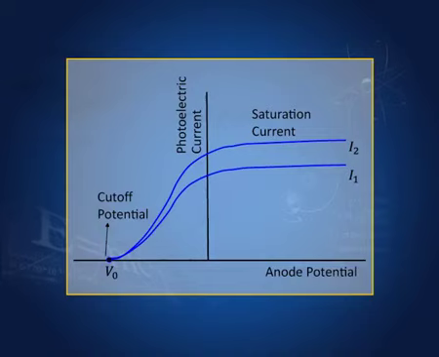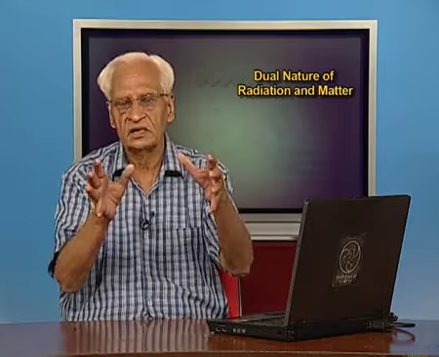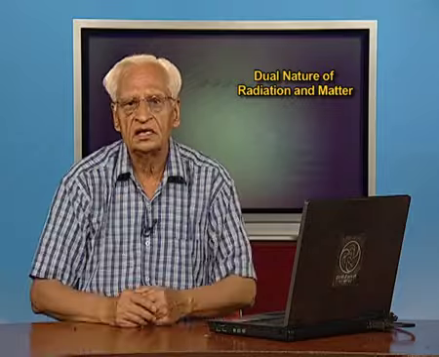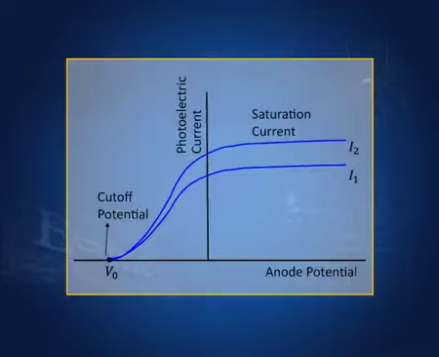The shape of the graph remains the same, the cutoff potential remains the same, because cutoff potential is a function of the frequency and the work function of the metal. Frequency we are not changing, we are changing only the intensity. So, frequency is constant, therefore, V0 is constant. Intensity we are changing, and when intensity increases, that means a higher number of photoelectrons is available for the anode to capture, and therefore, the current becomes high.